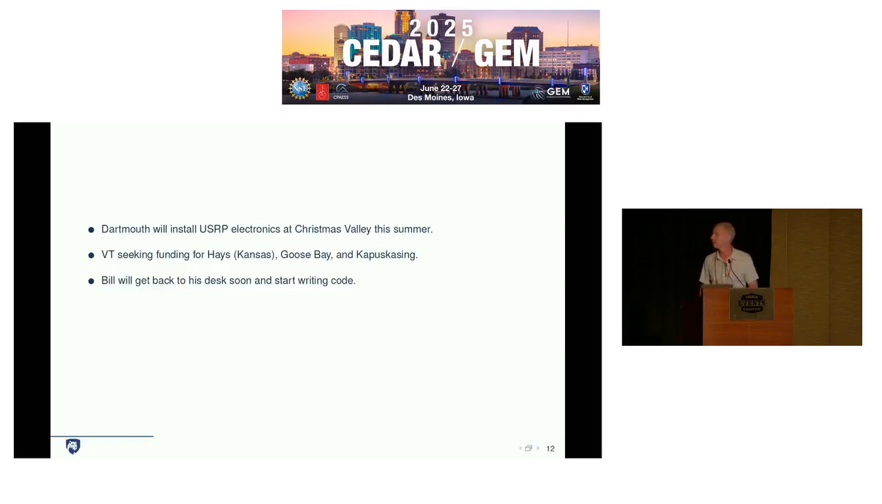The electronics will be in at Christmas Valley later this summer, so we'll have it starting in two of the mid-latitude sites. VT is looking for funding to complete their systems. So Hays, Kansas, in the middle of the country, and then Goose Bay and Kapuskasing both need the money to buy the electronics. And I need to get back to my office and start writing code so that we can get this on the radars. So that's the status.